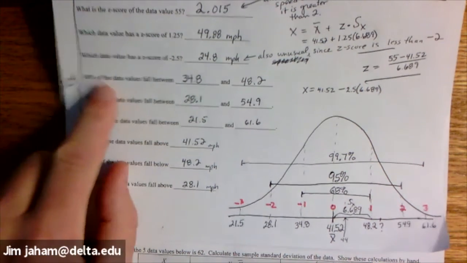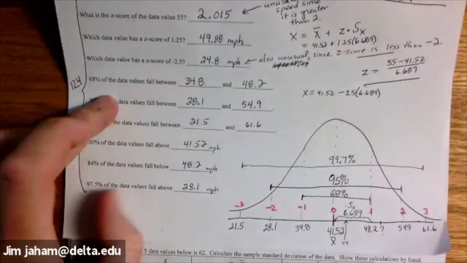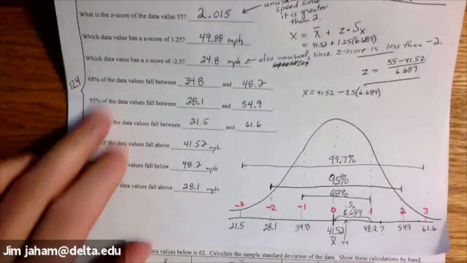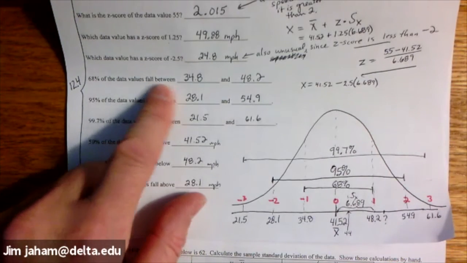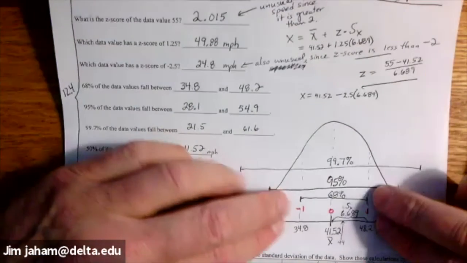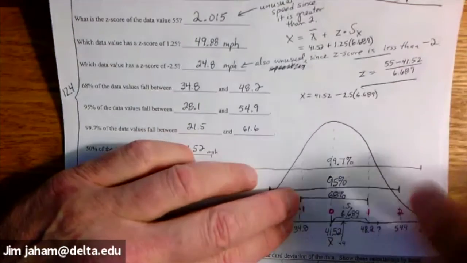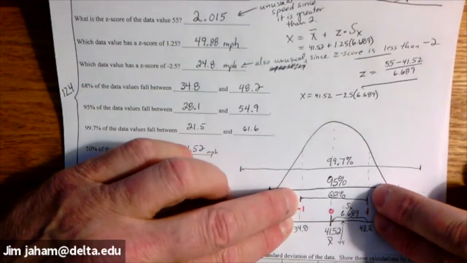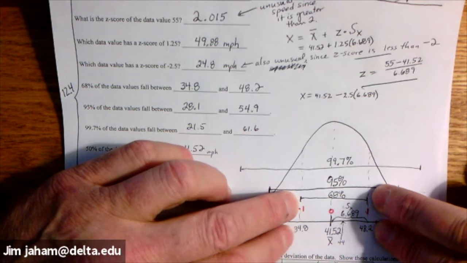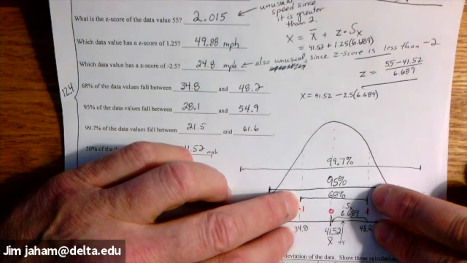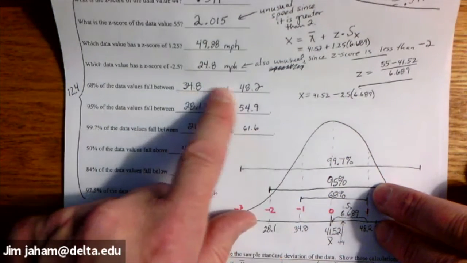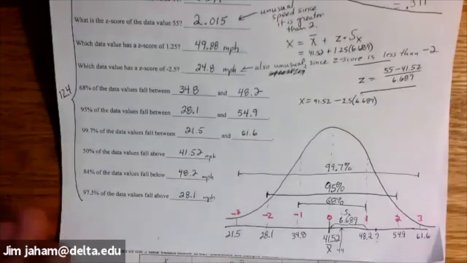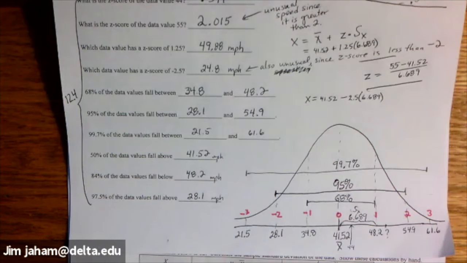All right, so this first one here, these first 3 here all get at these numbers. And so let's just go through them. 68% of the data values fall between, well, 68% fall within 1 standard deviation from the mean. And if you look at the scale numbers, that means that the miles per hour have to fall between 34.8 and 48.2. And so that's what we put here. Again, I rounded these numbers because I rounded the standard deviation off to 6.7, I think.